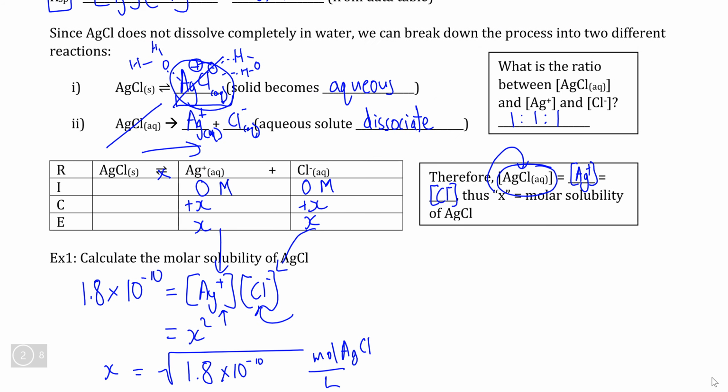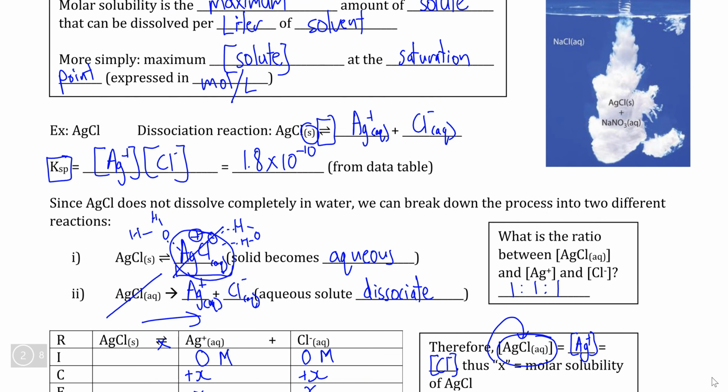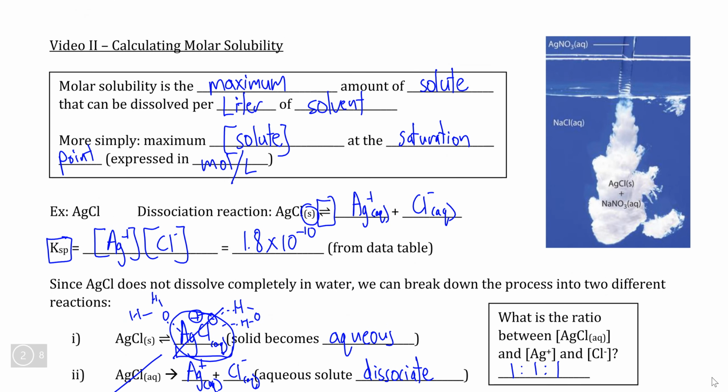In the next video, we're going to be analyzing trends of solubility and how solubility changes depending on what the state of matter of the solute is and depending on how temperature changes.